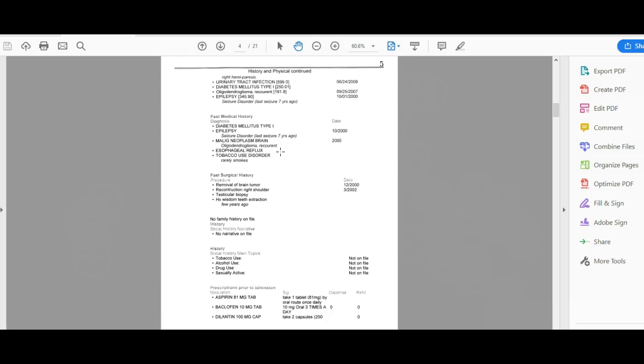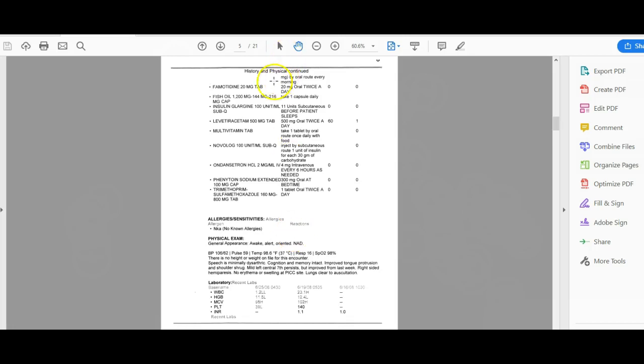Tobacco use disorder, rarely smokes. We don't know if that was like a history of he used to use or a history that he quit. That's not something that I would code because we don't know really what the history about it is. And even if we look under history, under tobacco use, alcohol, drugs, sexually active, it all says not on file. So we don't know the history of any of those. So we're not going to code any of those.